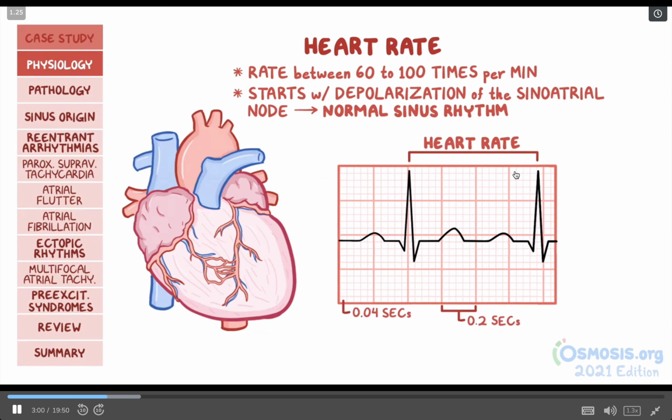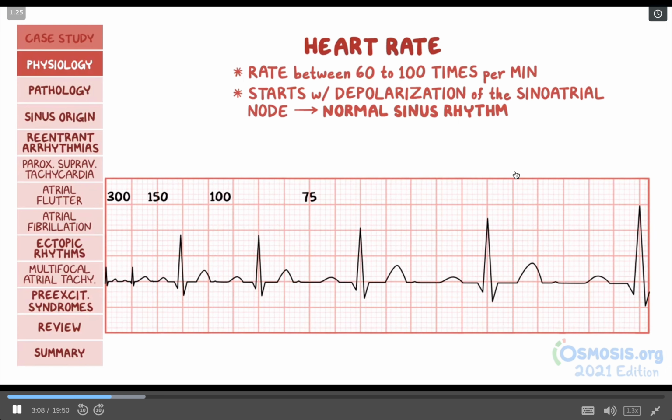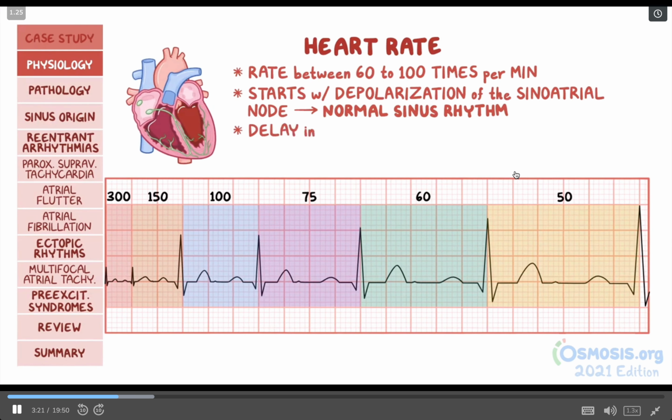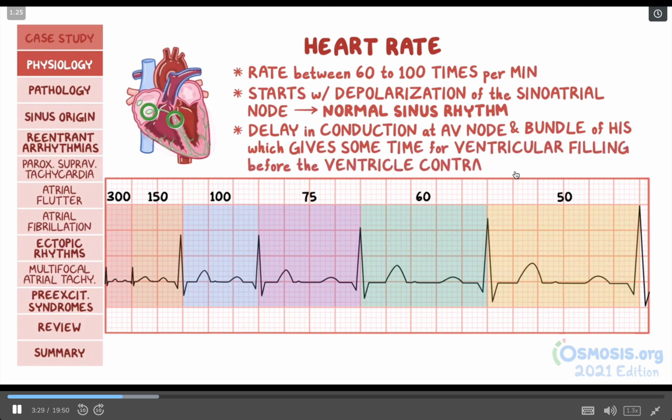seconds. One quick way to estimate the heart rate on an ECG is to remember that the heart rate is 300, 150, 100, 75, 60, or 50, depending on whether there's 1, 2, 3, 4, 5, or 6 boxes between R waves. It's important to know that there is normally a delay in conduction at the AV node and the bundle of His, which gives some time for ventricular filling before the ventricle contracts. On the ECG, this is represented by the PR interval, which should be less than 5 small boxes, or 200 milliseconds.